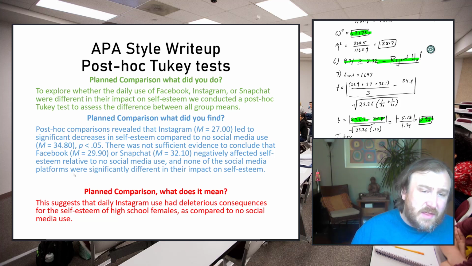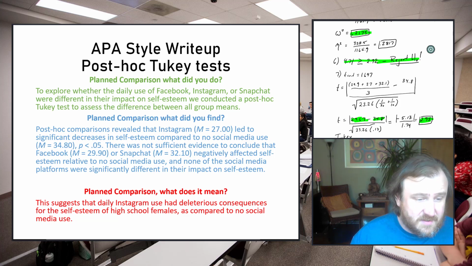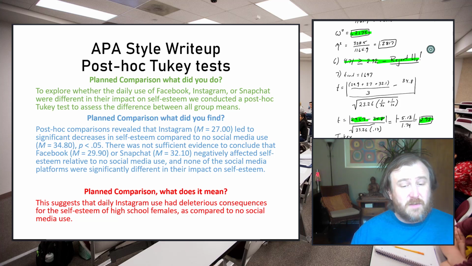Now, one thing is you do want to report all of the group means in this write-up. Alternatively, if you don't want to report them in the write-up, you could create an APA-style table showing the means. And then we interpret what the post-hoc test means. So this suggests that daily Instagram use had deleterious consequences for the self-esteem of high school females as compared to no social media use.